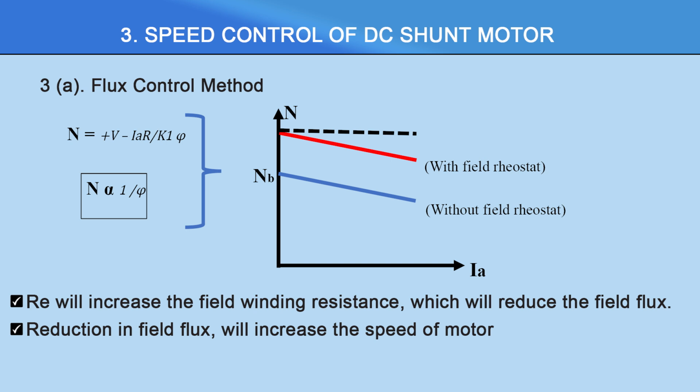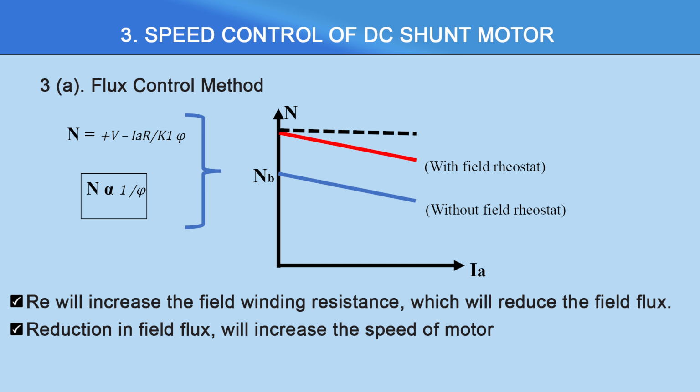So, here two cases are given, with field rheostat and without field rheostat. With field rheostat, the red color line is shown. Without field rheostat, the blue color line is shown here. Without field rheostat means we are not adding any external resistance in series with the field winding. If we are not adding additional resistance, then the blue line is the curve, and this is the actual characteristic of the DC shunt motor.